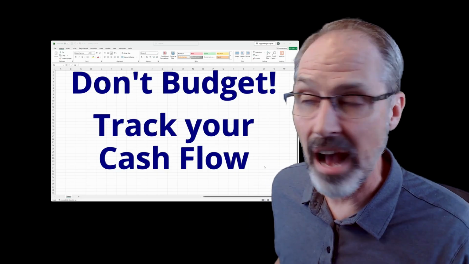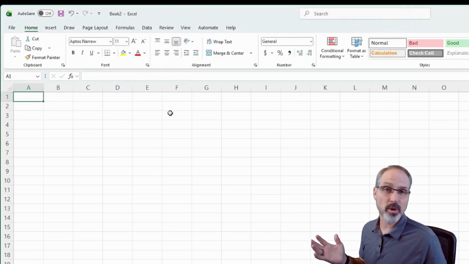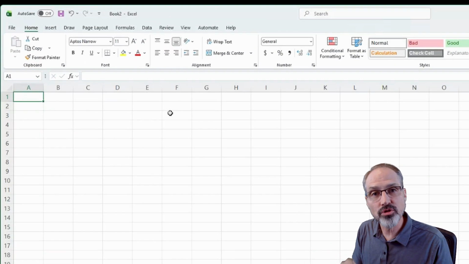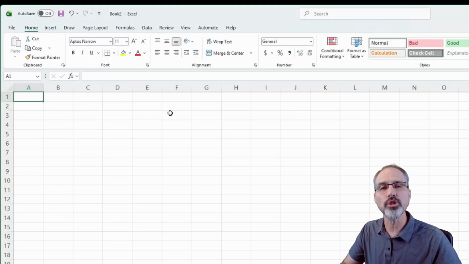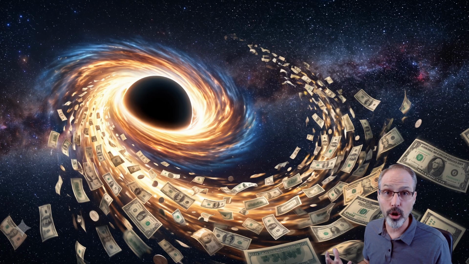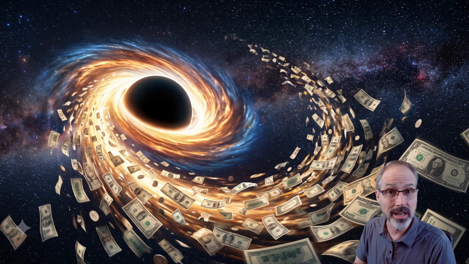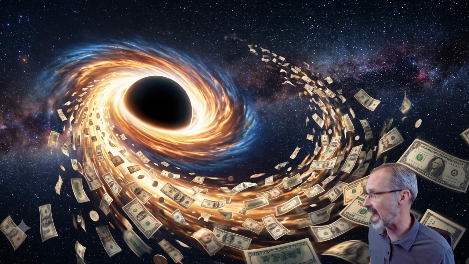So let's start out by just opening up an Excel spreadsheet. And of course, any spreadsheet will do. Now, what I want to stress is this is about one account. This is the account in which you do all your transactions. In my family, we call it the black hole because the black hole is where money goes in and it just seems to disappear. It goes away and you never get it back out again.